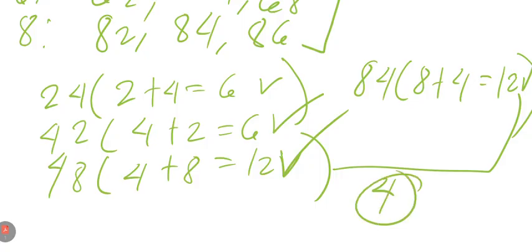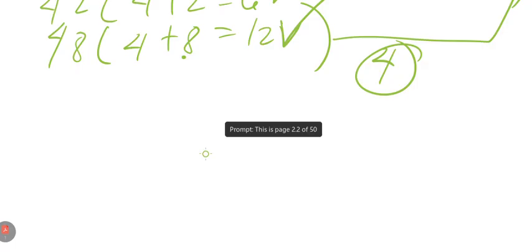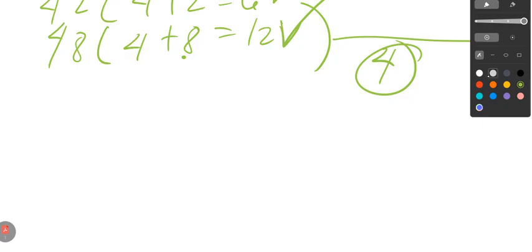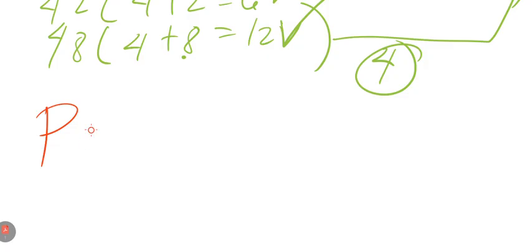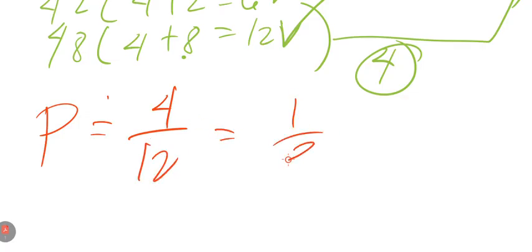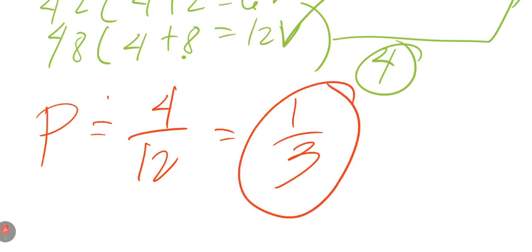Now let's calculate the probability. To find the probability of a multiple of 3, it is 4 out of 12. Now we can simplify that to 1 out of 3.